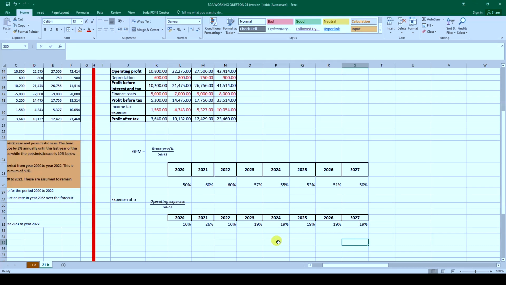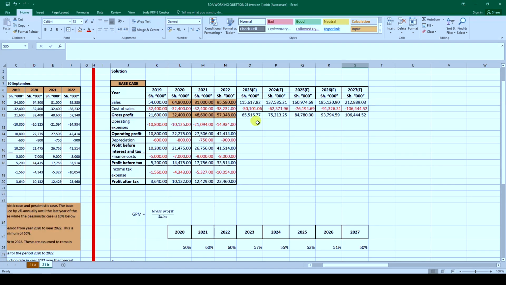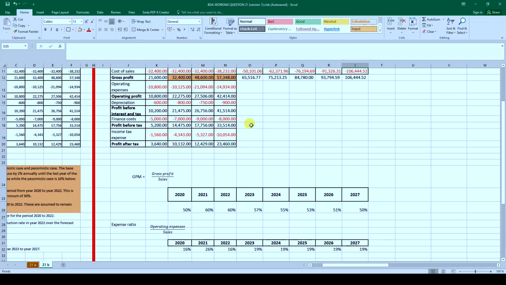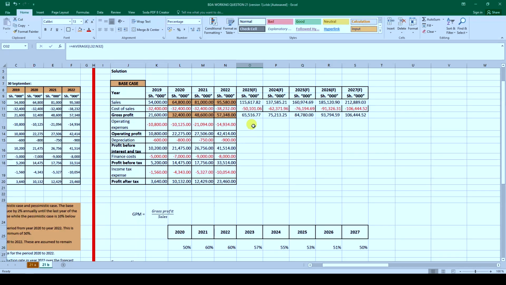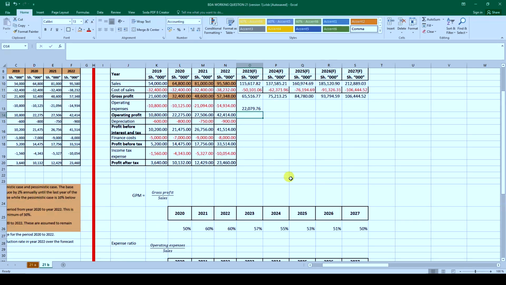So once we've done that, how do we then adjust these operating expenses? You can see it's just the expense ratio times the sales. The expense ratio for 2023 is just that times the corresponding sales. So we just pick it like that. So plus the sales value multiplied by the expense ratio for 2023. We get the value there.